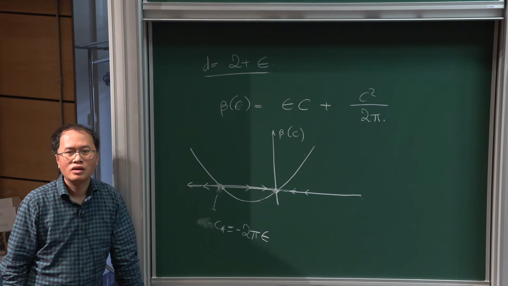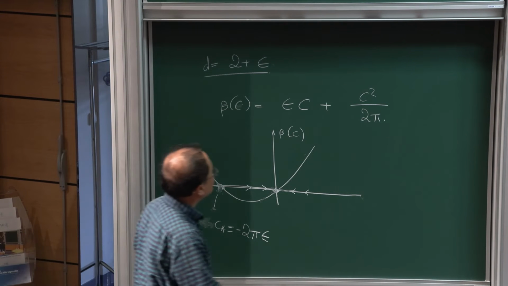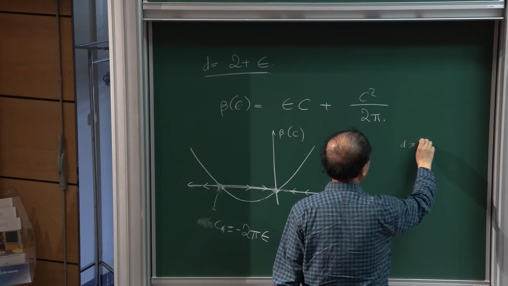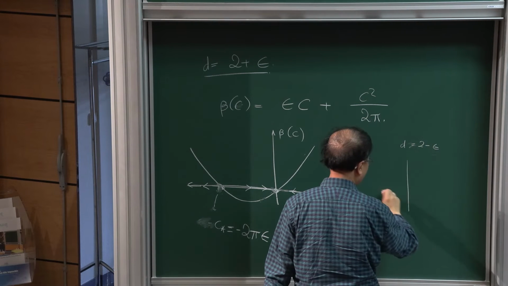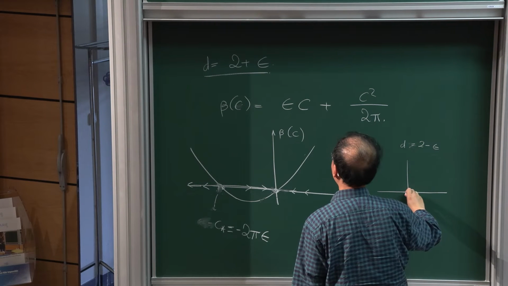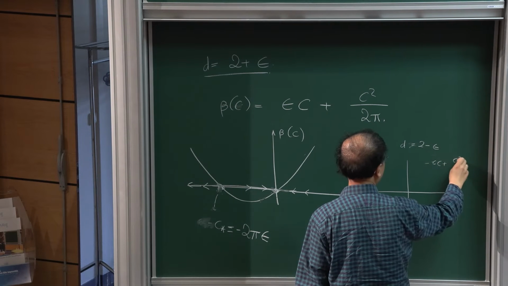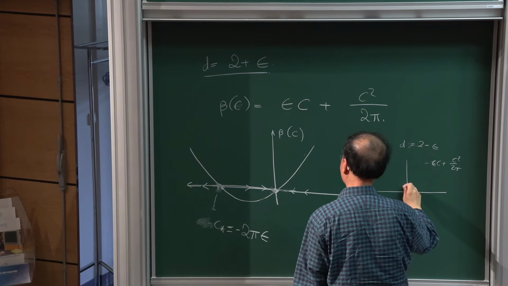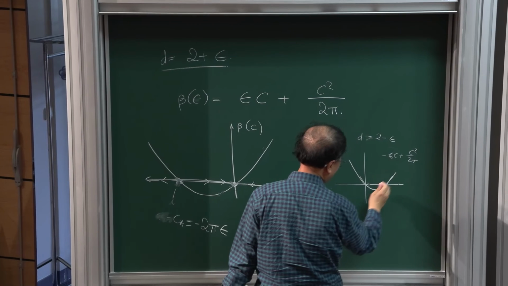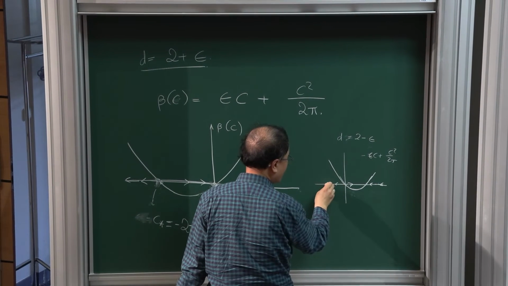If you take epsilon negative and c positive, you get a fixed point as well for positive c. So let's see what happens for d equal to 2 minus epsilon. I think what will happen is that there is a minus epsilon c plus c squared over 2 pi. Let me try to see what happens. This flow will be something like this. It's going like this.